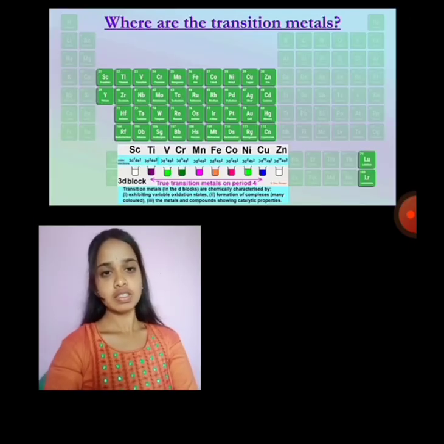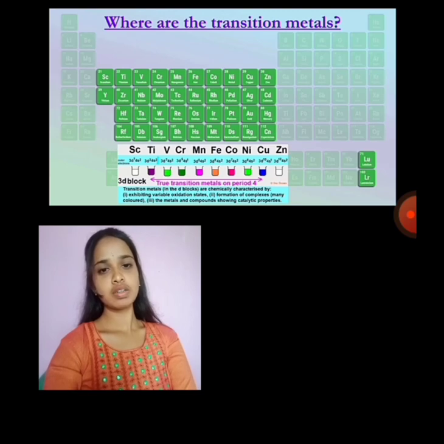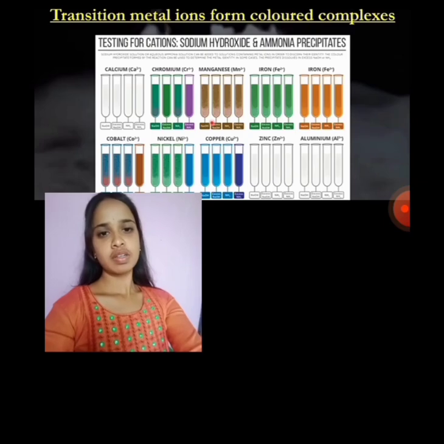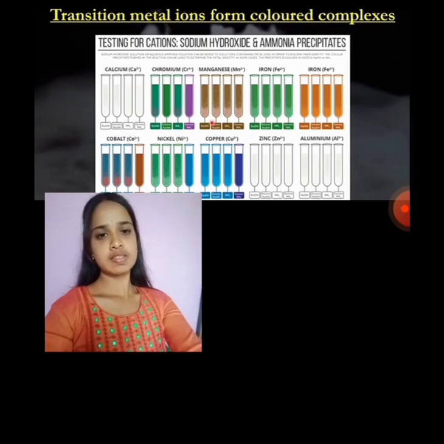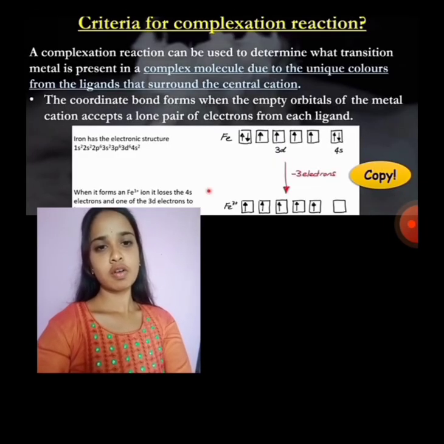Where are the transition metals? The transition metals are in the center of the periodic table, in the 3d block elements. The transition metal ions form colored complexes. Then next, criteria for complexation reaction.